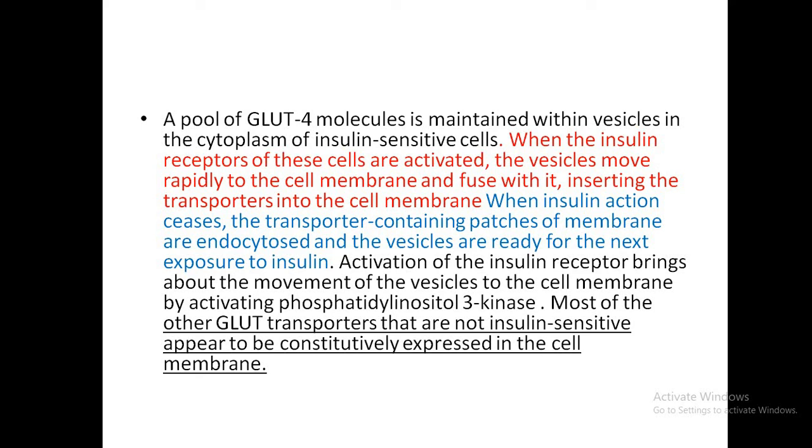So what is the influence of insulin on GLUT? In the insulin sensitive cells, there is a pool of GLUT4 molecules inside the vesicles of their cytoplasm. When insulin receptors are activated, the vesicles move rapidly to the cell membrane and fuse with it. They insert these transporters into the cell membrane. When insulin action stops, the transporter containing patches of membranes are endocytosed and the vesicles are ready for the next exposure to insulin.